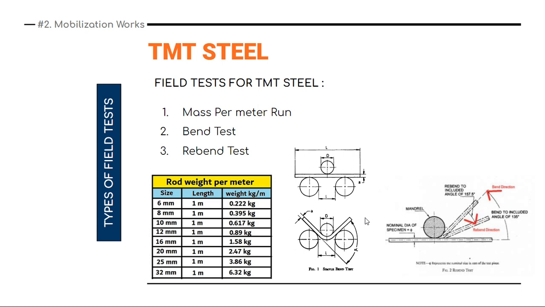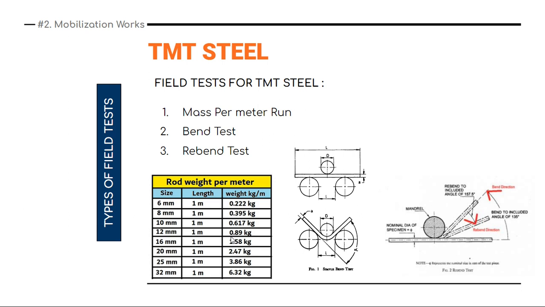The first is mass per meter run. You simply cut a 1 meter length of any diameter and weigh it. As per the chart given here, you find out the weight per meter of the TMT rod. If the weight is less than this, then remember something is not okay. You need to complain to the procurement team, and they will take the needful action.